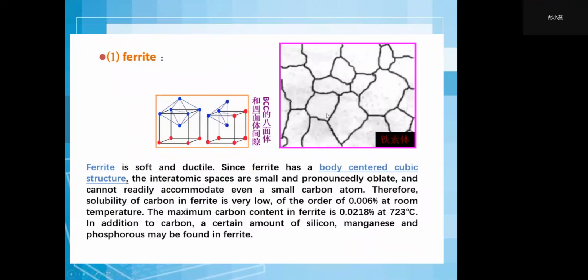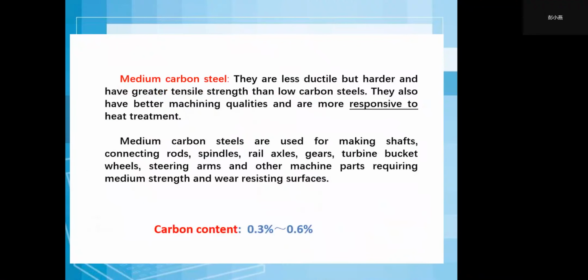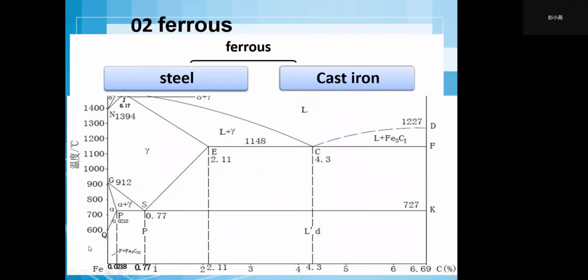And the picture on the right is a metallographic photograph of ferrite. From the iron-carbon phase diagram, we can see that this is the region of single-phase ferrite, and the solubility of carbon is small, at this temperature it is 0.0218%.